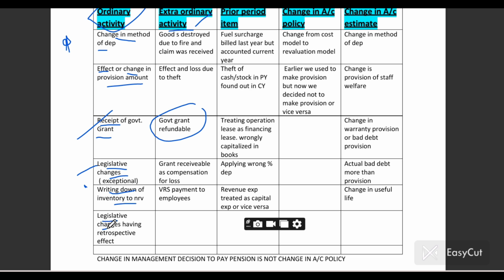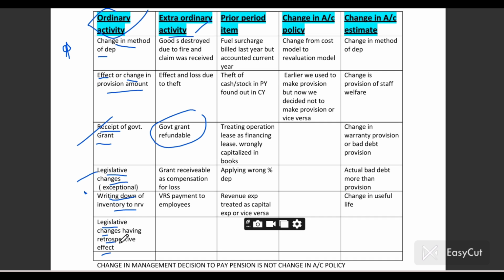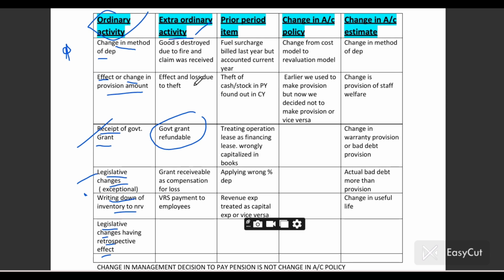If there are legislative changes having retrospective effect, it means you have to change from whenever you started applying the provision, correcting all the adjustments, and take the retrospective effect. Prospective means from today to the future, and retrospective means from today back to whatever we had done in the past: we have to correct our past, and then continue from the present. And prospective means we continue from today to the future.